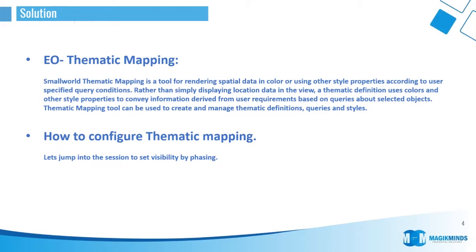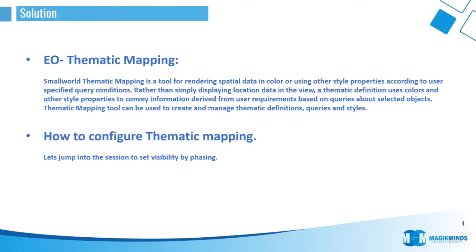EVO thematic mapping. EVO thematic mapping is one of the functionalities in Electric Office in Smallworld. You can get it in older versions or even in the latest versions. Basically, the Smallworld thematic mapping is a tool for rendering spatial data in color or using other style properties according to user-specified query conditions. So the user can perform various queries, and on top of them, styles will be applied. This is a simple solution.